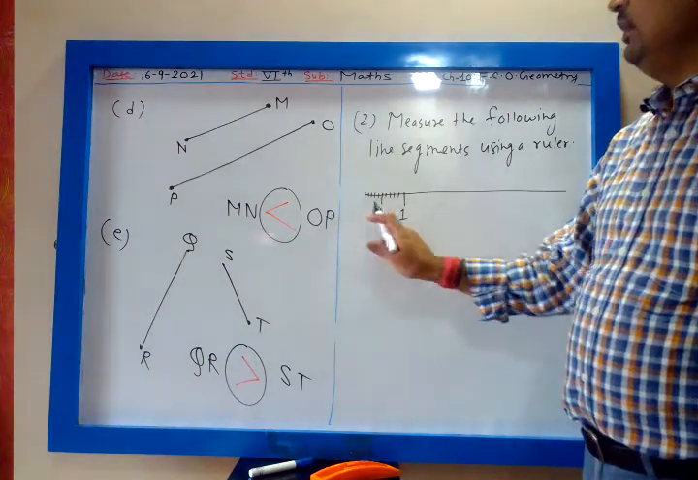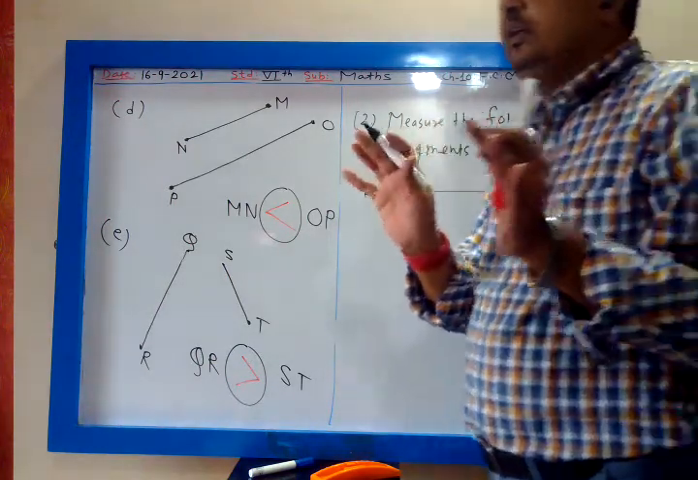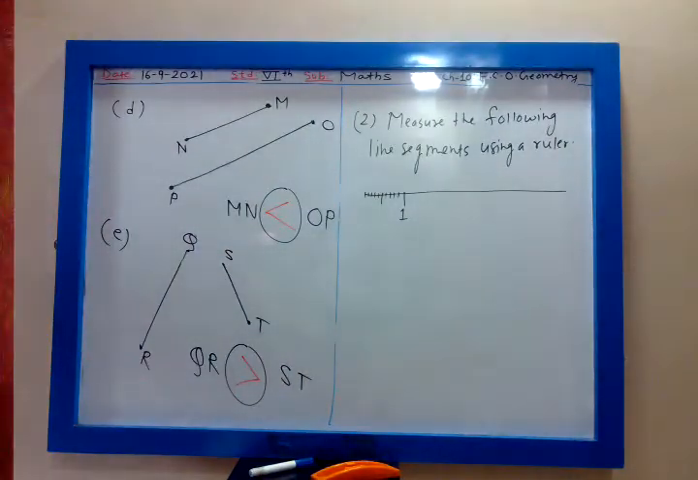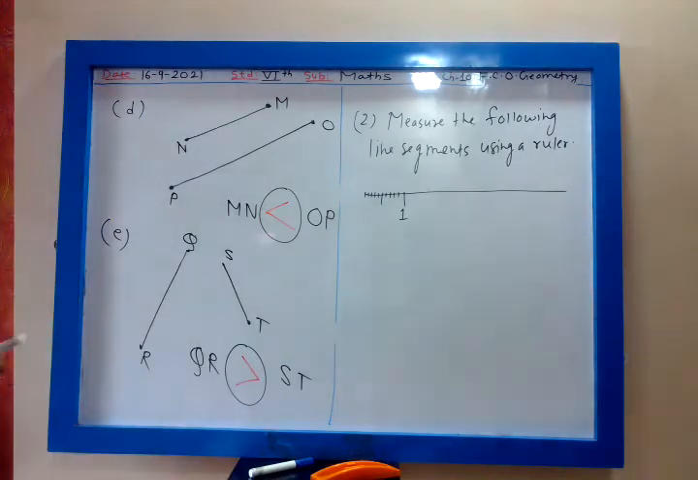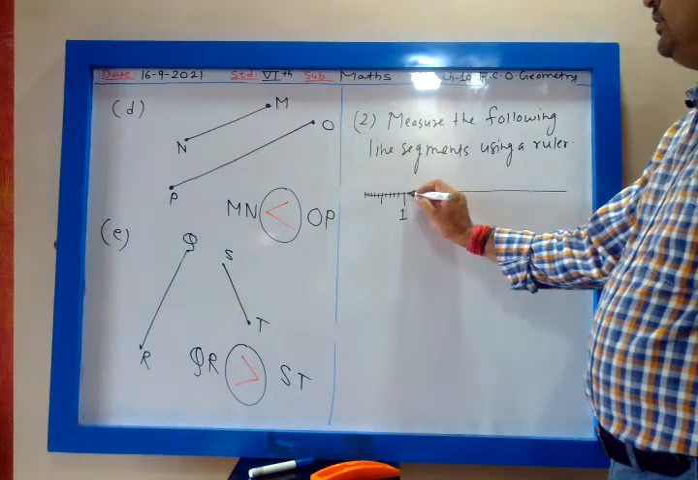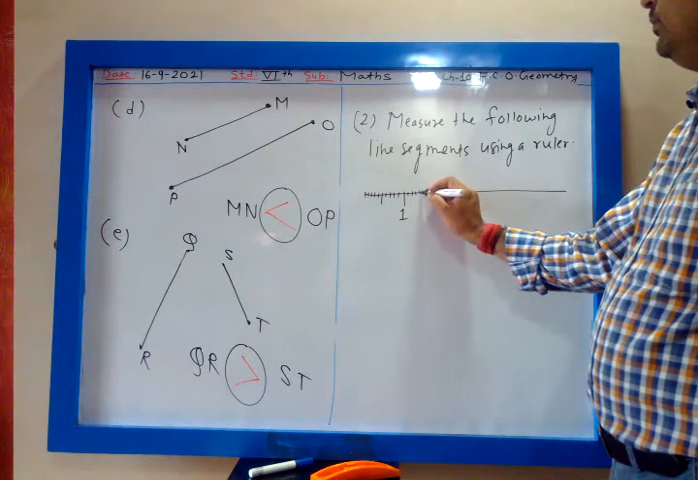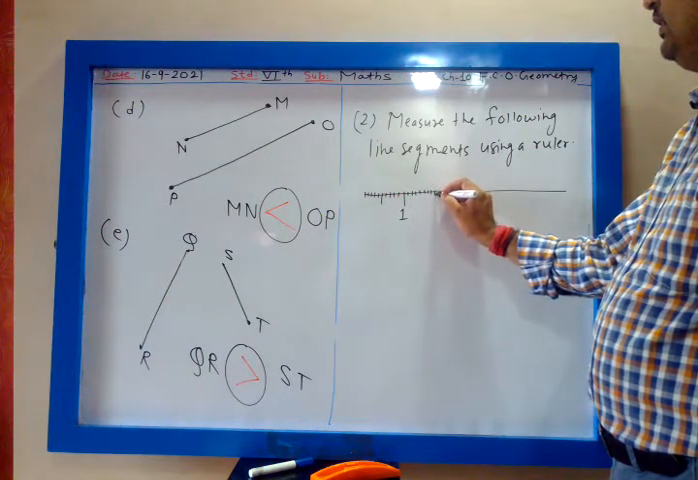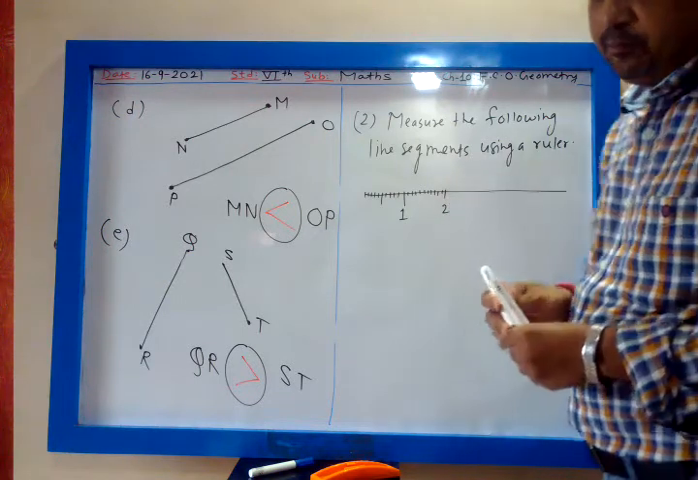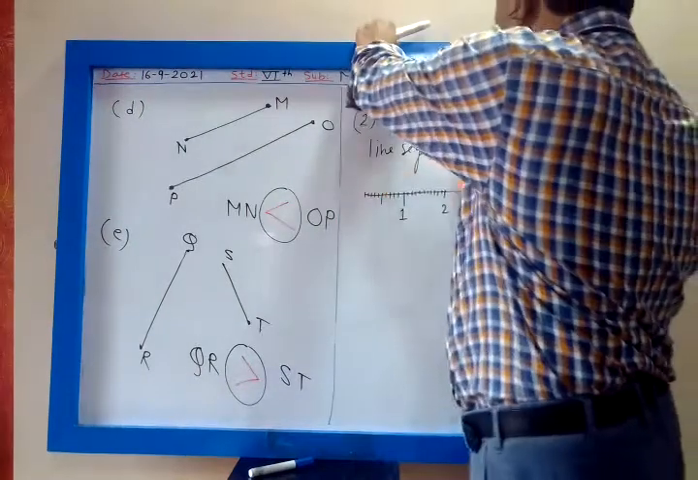My dear, you do not have to draw the ruler. Yes, I am just explaining to you. Then there are 10 small lines. Again 1, 2, 3, 4, 5, 6, 7, 8, 9. This is 2. So now all of you are having the ruler.